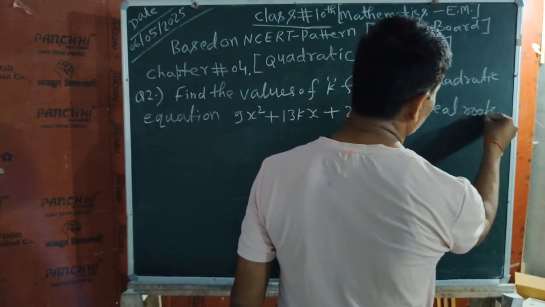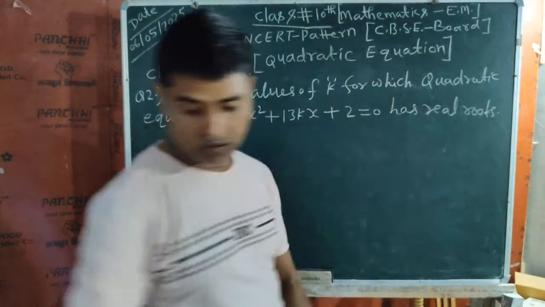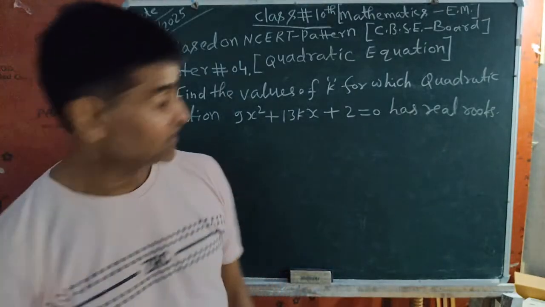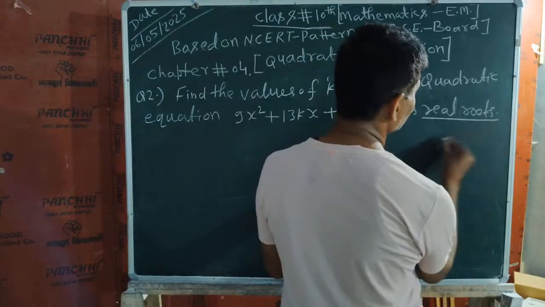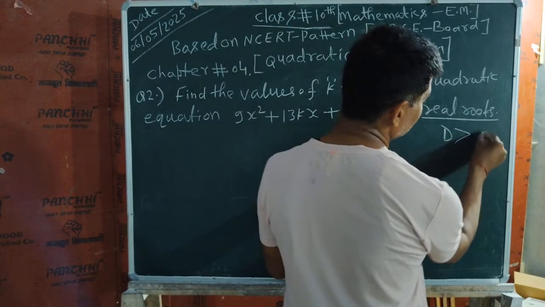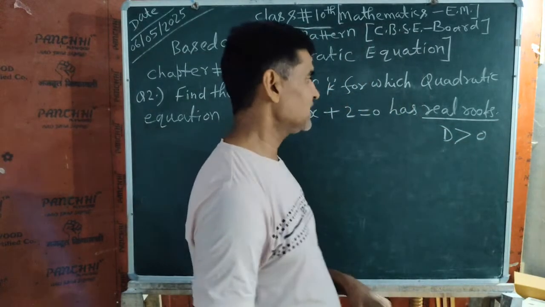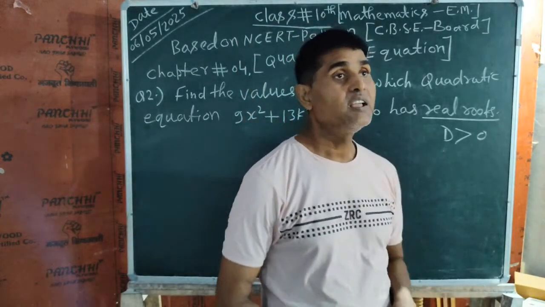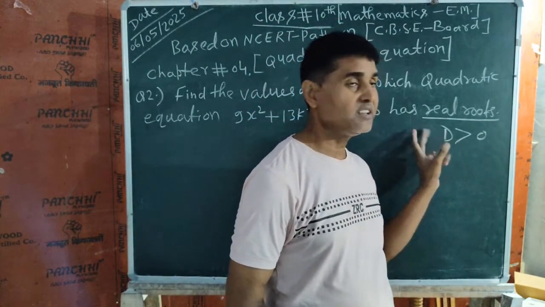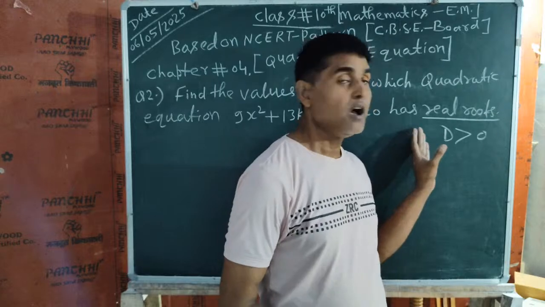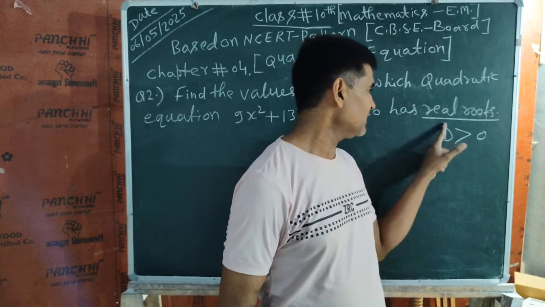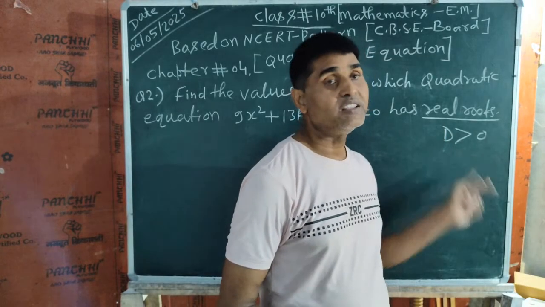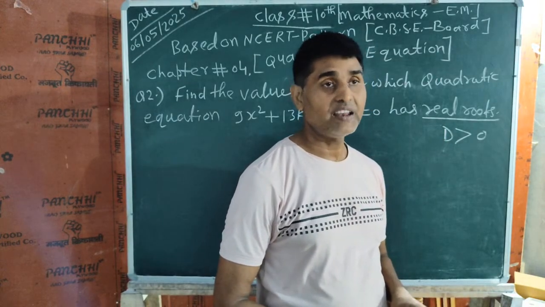Here the information of equal roots has not been given. If equal roots were given, then the value of the discriminant would be 0, but according to this information, here we have to write D is greater than or equal to 0. Both roots are not mentioned as equal here, so I will write D is greater than 0. In this case, both roots are real and distinct.